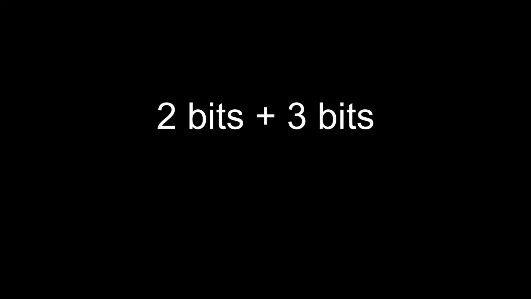So now 2 bits plus 3 bits is equal to 5 bits. So now finally I can ID each chess piece with only 5 bits, 3 bits for the type and 2 bits for the color, or if it's there or not.